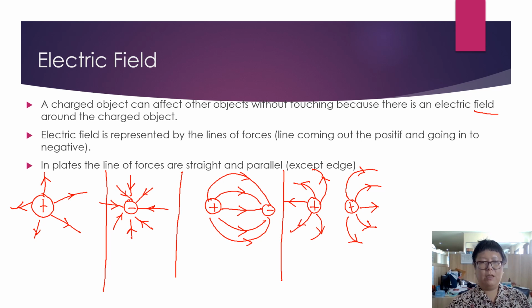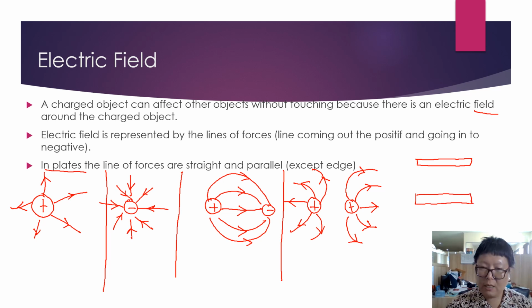How about the plates, the ones you have seen before in the inkjet printer? There are two deflecting plates. So how is the electric field? If this one is positive and this one negative, the field lines are parallel, except at the end or the edge, where they form a curved shape.